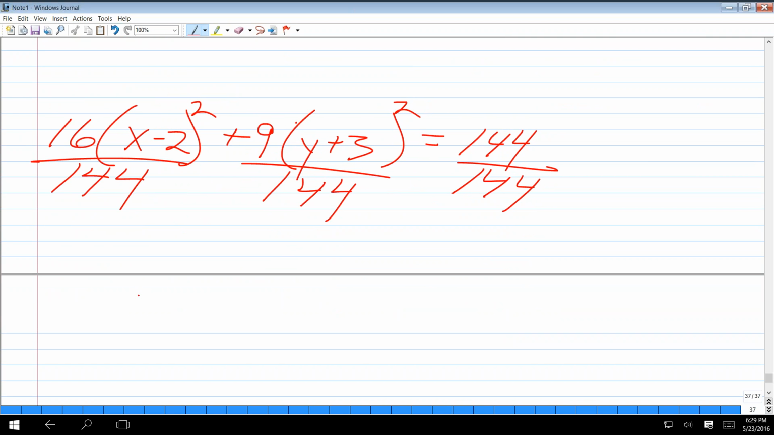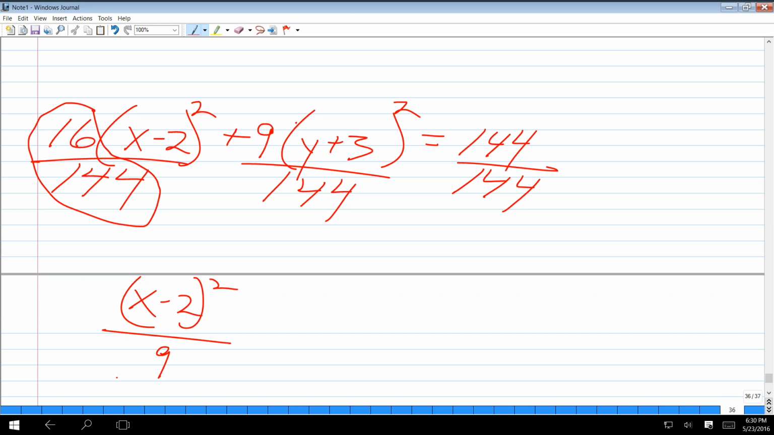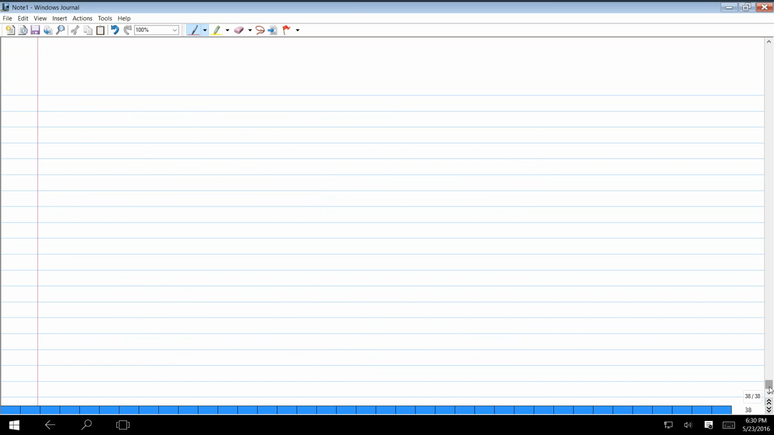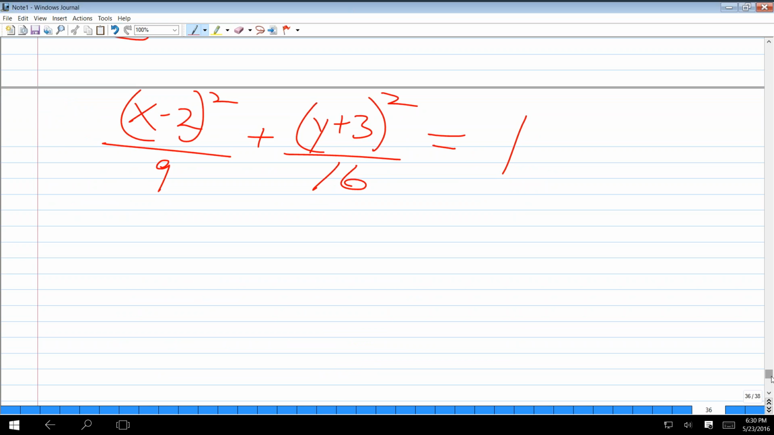What's the left part become? It's x minus 2 squared. And then isn't 16 divided by 144 like 9? Yeah, the 9 goes in the bottom. In other words, 16 over 144 is the same as 1 over 9. And this one would be, the 16 would go in the denominator. In other words, 9 goes into 144 16 times. And now I have almost the perfect equation. Certainly an ellipse whose center is at 2, negative 3.